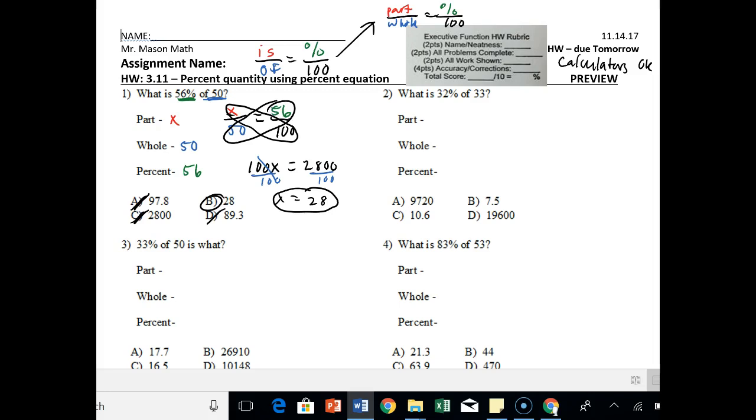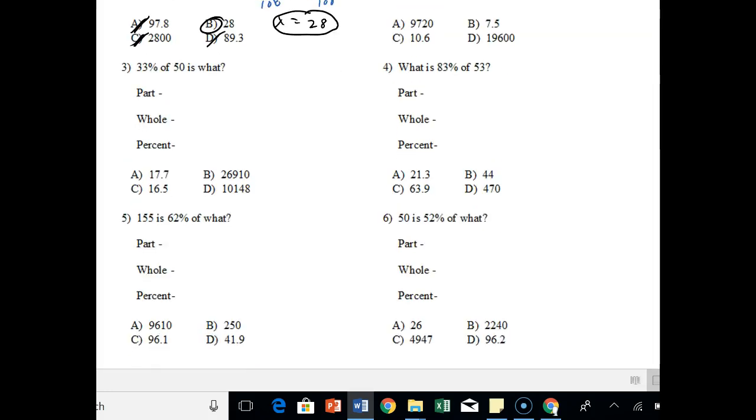All right, let's look at number 3. Before we do number 3, let's think about it. It says 33% of 50 is what? So 33%. Remember, half of 50 or 50% of 50 is 25. So any answer greater than 25 makes no sense. So goodbye B and goodbye D. So now we're down to A and C. So let's go ahead and figure that out.